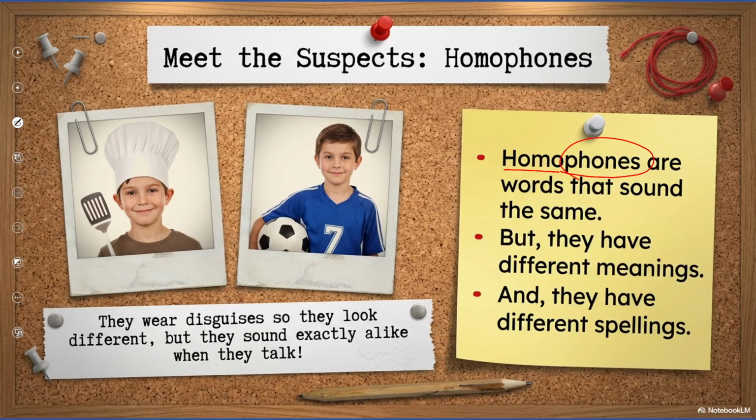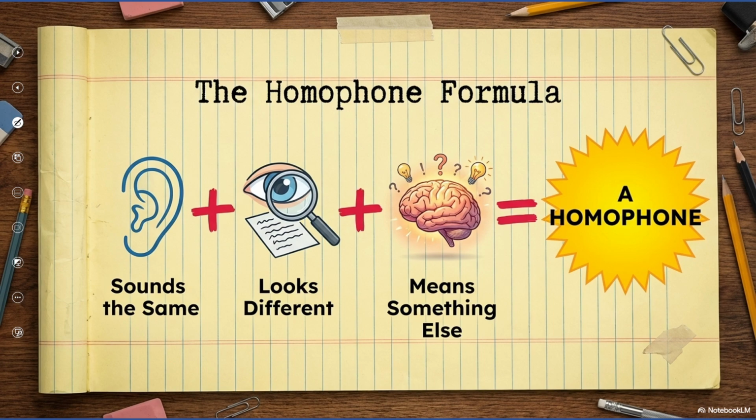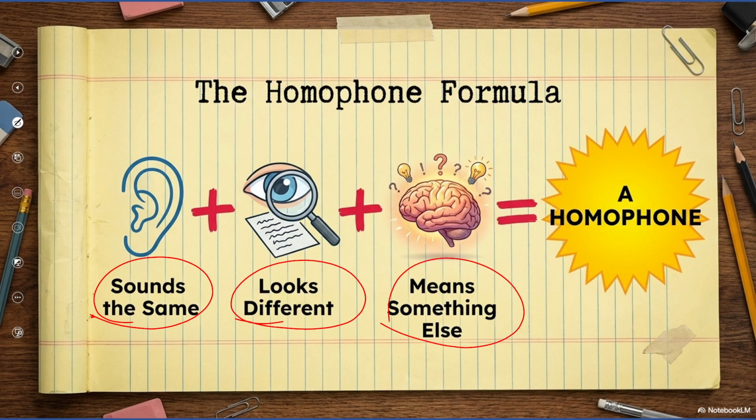Okay, they are same but their sounds are different, like this boy in the picture, which is the same but wearing different uniform. So homophones are the words that sound the same, but they have different meaning and they have different spellings. So like I told you before, they sound the same and they look different and they mean something else, and all of these things join together and make a homophone.